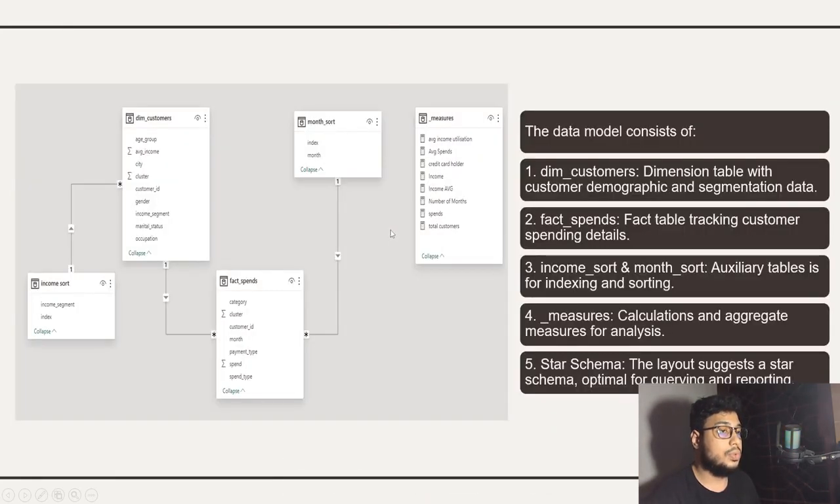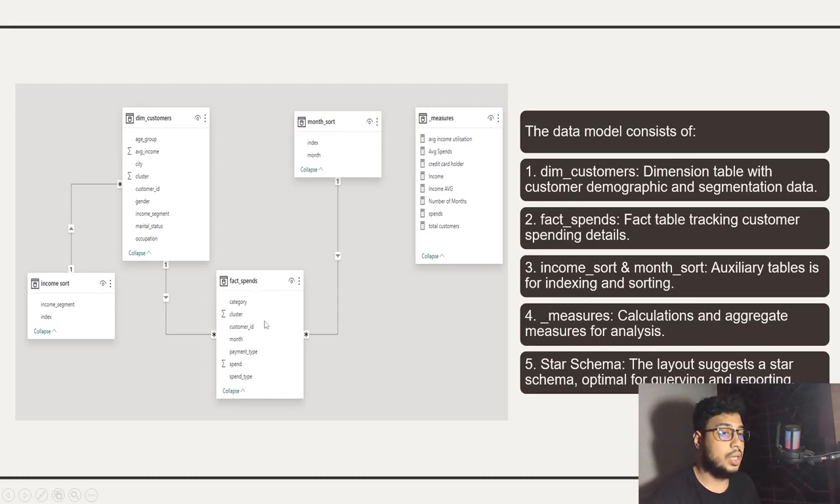So now it's time to showcase the dashboard. Before showcasing the dashboard, we need to talk a little bit about the data model. At first we got these two tables, the dim customers and fact spends, and we connected dim customers and fact spends using the customer ID.